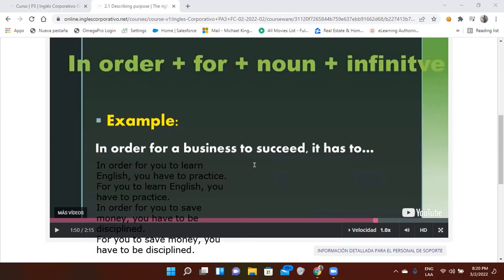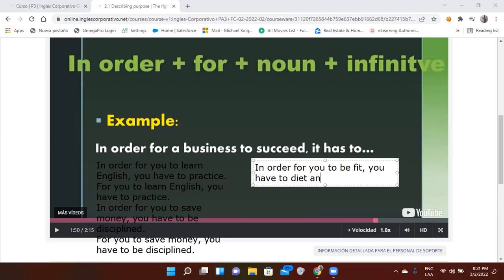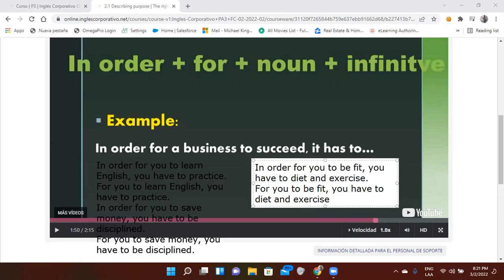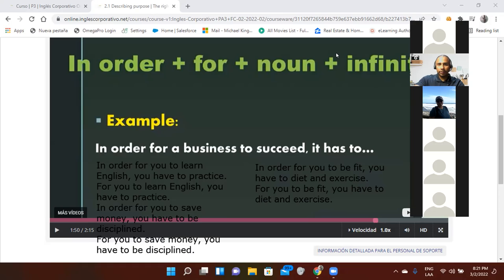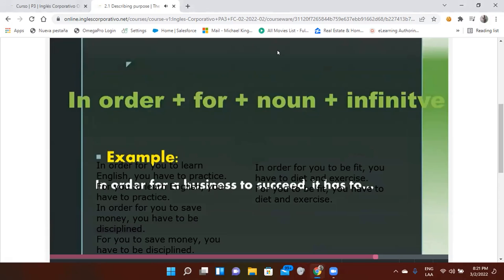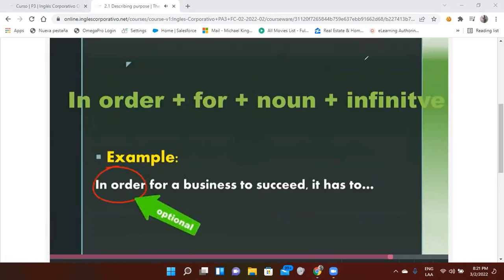Or you can say, in order for you to be fit, you have to diet and exercise. Or you can say, for you to be fit, you have to diet and exercise. All right. Any questions? No question, teacher. Okay. So let's finish the video. Again, we may use in order, but it is optional. The structure stays the same if we omit it.